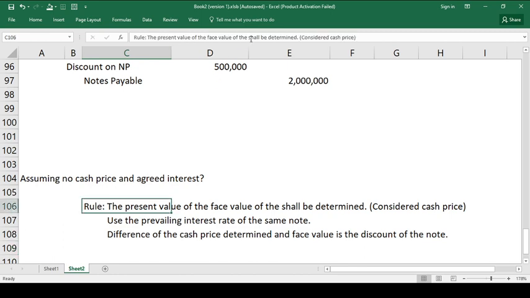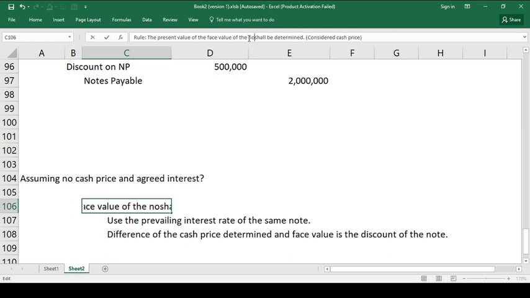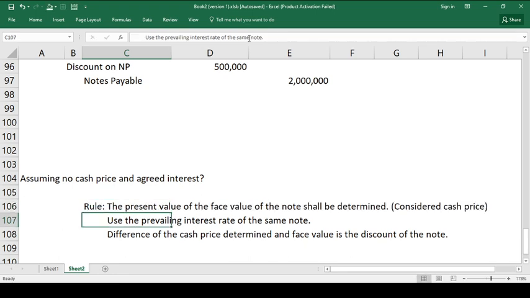Ibig sabihin, kung ano po yung face value ng note, i-present value mo yon. Kasi, the present value shall be considered to be as the cash price. Iko-consider po natin yung cash price. Again, you need to determine the present value of the note in order for you to consider that present value as the cash price. Paano po natin yun, sir, i-present value considering there is no agreed interest on that non-interest bearing note?